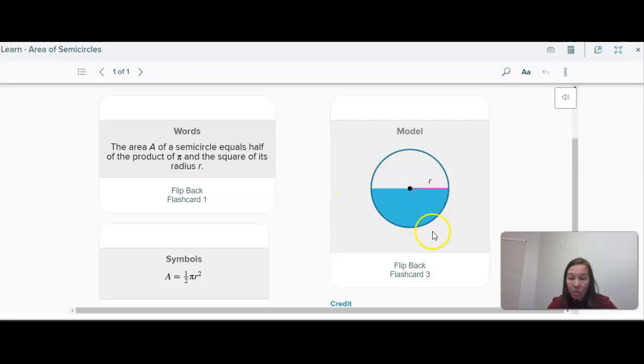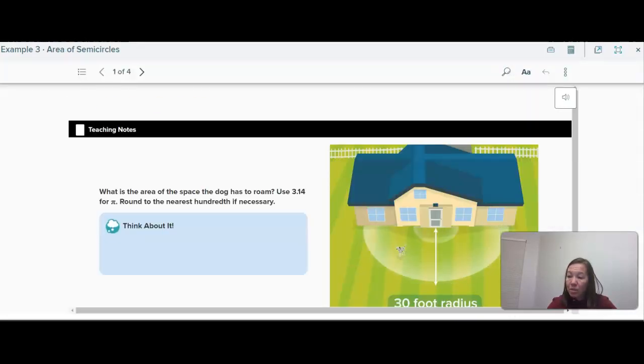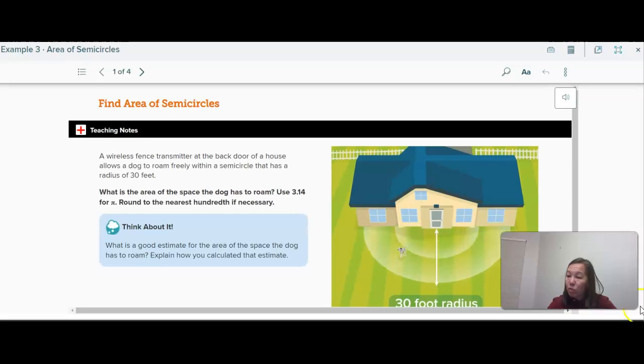Again, a semicircle is just half the circle, so that's what that would look like. So look at example 3. A wireless fence transmitter at the back door of a house allows a dog to roam freely within a semicircle that has a radius of 30 feet. So how much space does this dog have to roam?